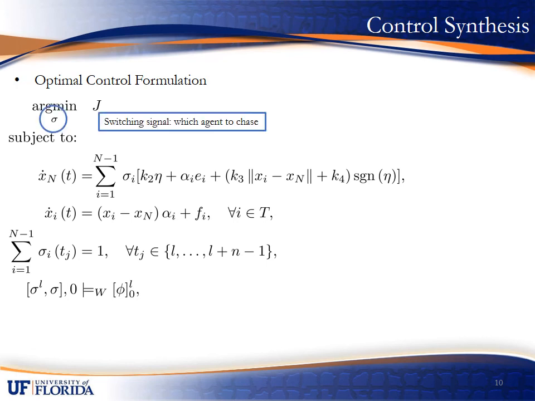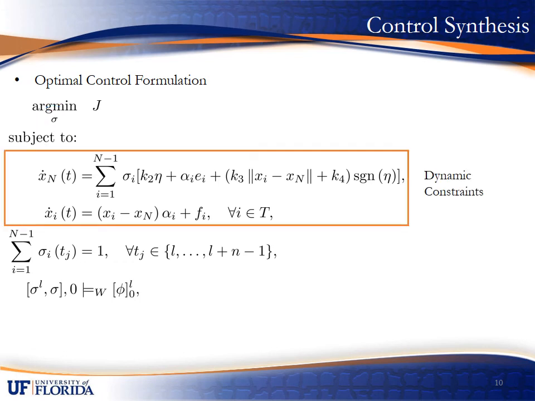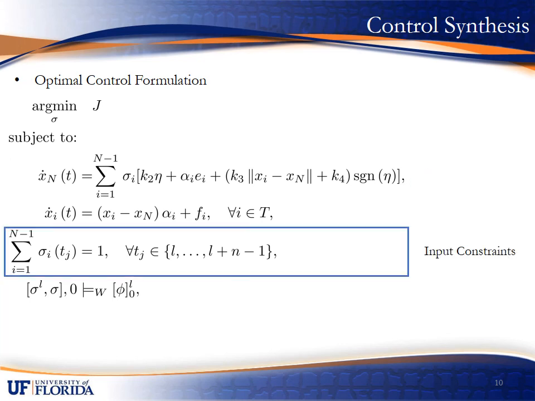And in this formulation, we solve for a switching input that minimizes a specified cost function subject to some constraints. Specifically, this constraint here is a dynamic constraint. And what this is saying is, based on how I know the agents will move, the leader will pick a control input that minimizes the cost. And this constraint is a constraint on our switching signal that says at any given time, only one follower should be chased. And this is a problem-specific constraint.